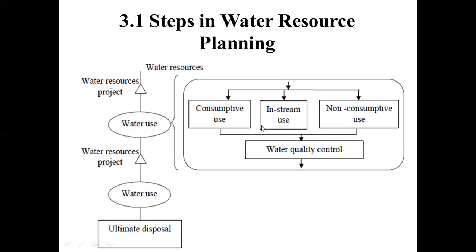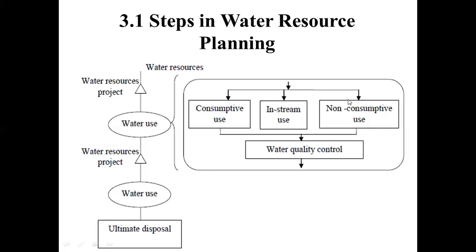Next, in-stream use. In-stream use is where the water is available in the stream only, and it is used for generation of electricity, that is in a hydro power plant, or for recreation purpose. That water stays in the stream, and it is used then and there only.